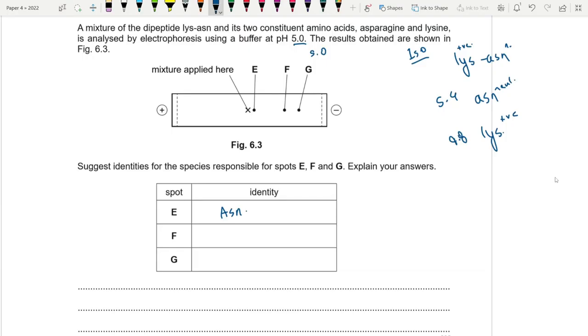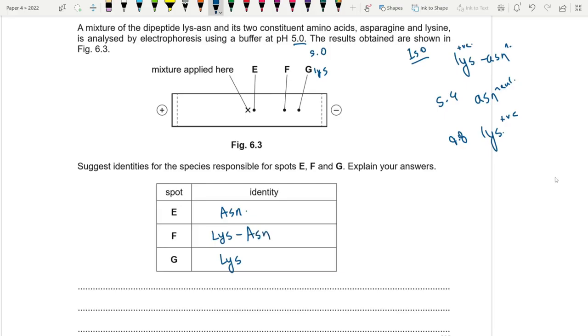Now between lysine and lysine asparagine, which one will move more? When the charge is the same, you need to look at the Mr. Since lysine has a lower Mr compared to the dipeptide, clearly G is lysine. Does that make sense? Hopefully I could clarify. Still, let me know, guys, if you do need any help.